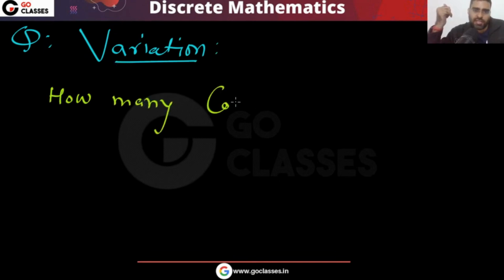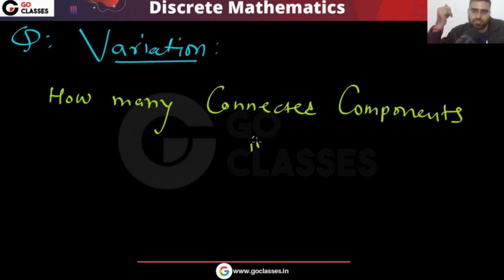So let me ask you one variation. How many components in the previous question? Let me ask you a variation. Can you solve it? Can you try this? How many connected components in G? In the previous question, of course.